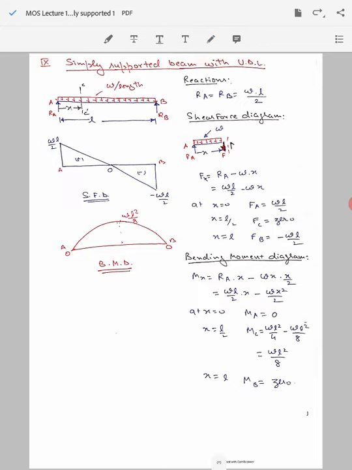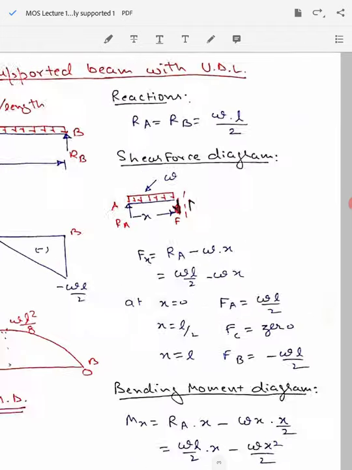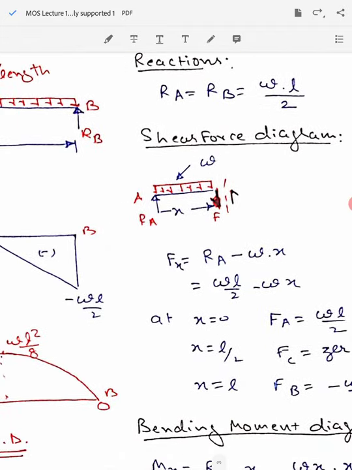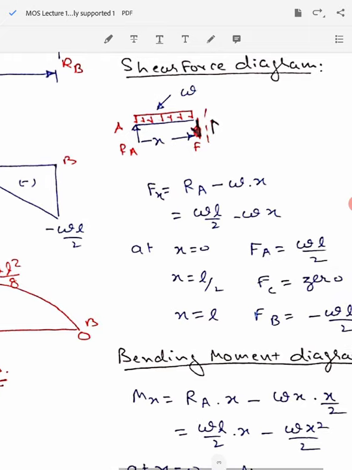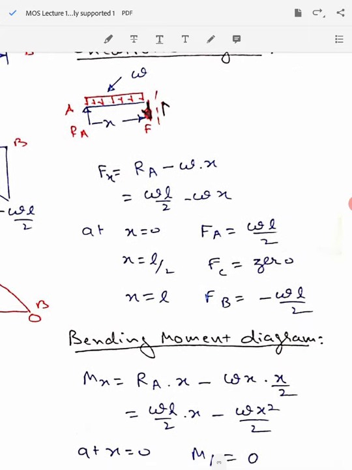Now for the bending moment diagram, we need to multiply the forces with the distances. So again let's have a look here. This is our free body diagram for the cut section. We have a reaction force Ra acting here. So Ra multiplied by x will be the clockwise moment acting here. That's why our bending moment equation will have Ra into x in the clockwise direction.